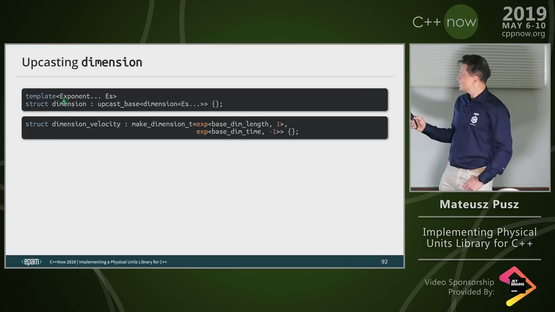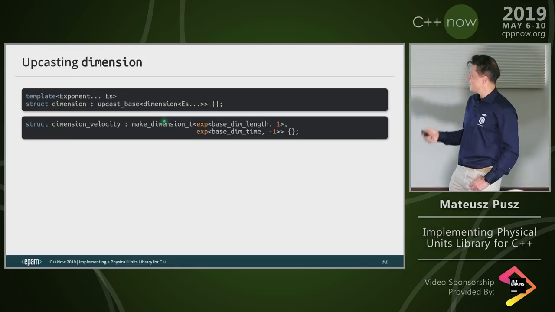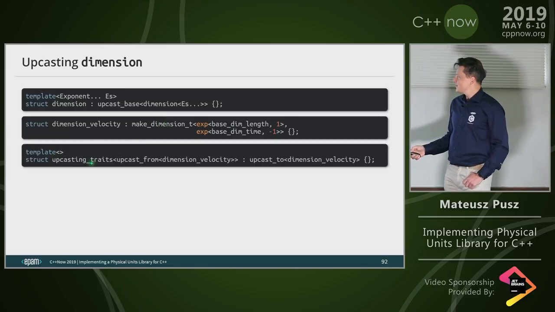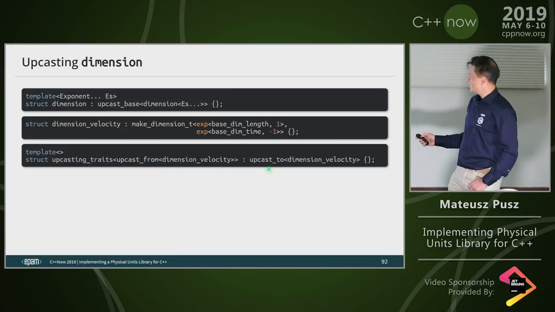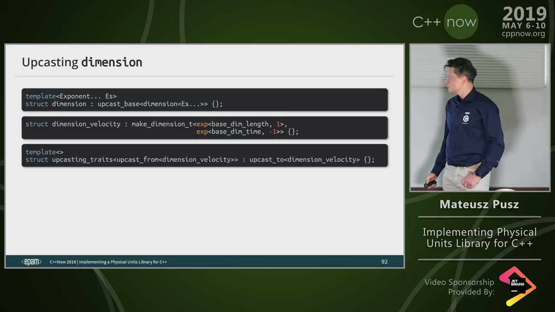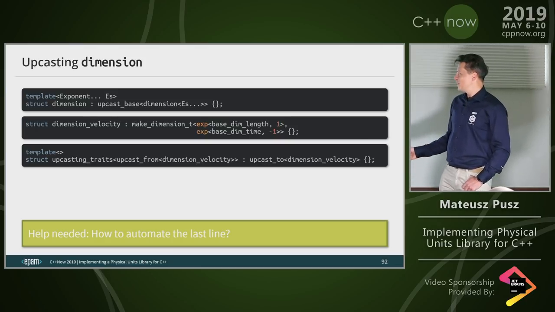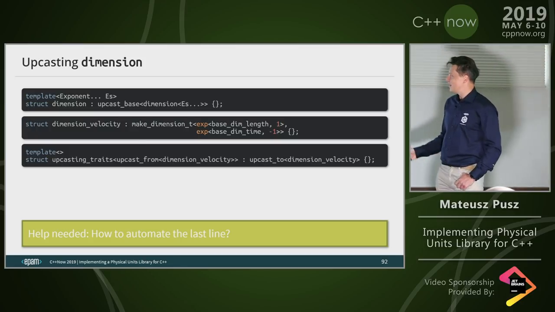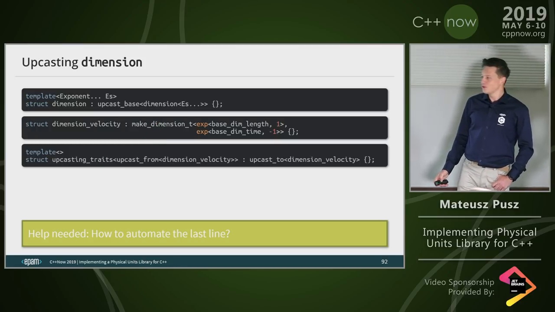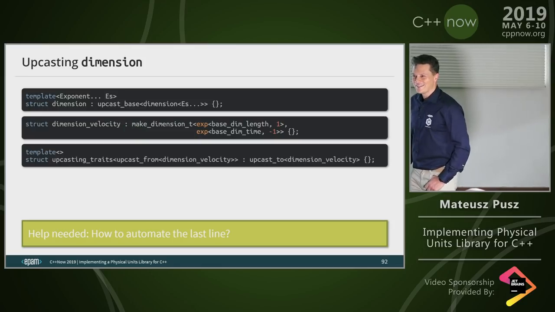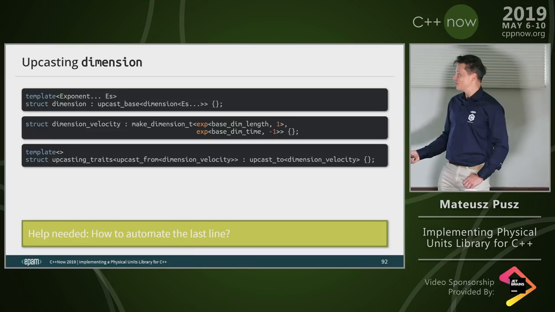So with this, I have this dimension that inherits from upcast base. I have this dimension velocity that is created by make dimension. And I can provide upcasting traits: upcast from dimension velocity, upcast to dimension velocity. So it will basically get this base type here, this dimension, and will upcast to this dimension. I would really love your help to find out how to automate this, so I don't have to write this upcasting trait specialization every time I do make dimension of T. If I could write something other than a macro to do it, it would be great, because right now all of my code is trashed with those upcasting traits.